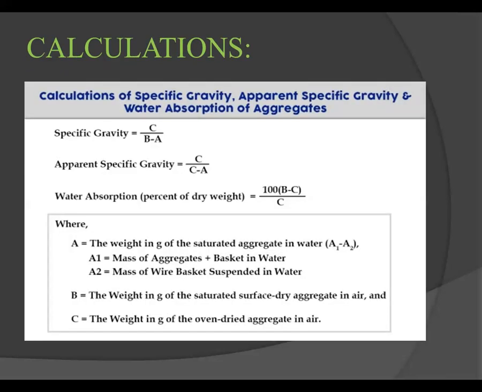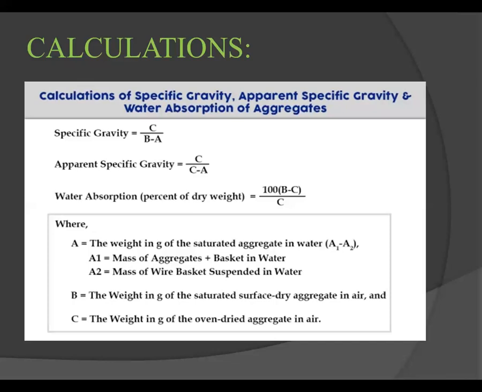So, these are the calculations. From these measurements we find out the specific gravity, then apparent specific gravity and water absorption, that means the percentage of dry weight. Let's first see how to find out specific gravity. For this, there is a formula C divided by B minus A. So let's see what is meant by C, B and A.